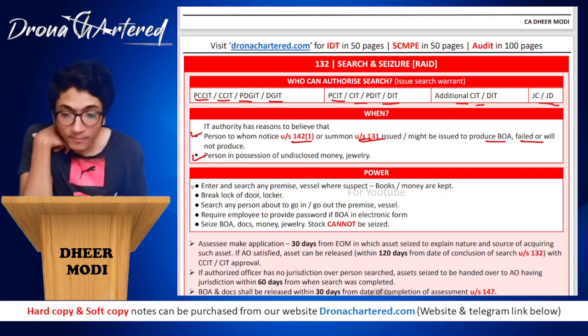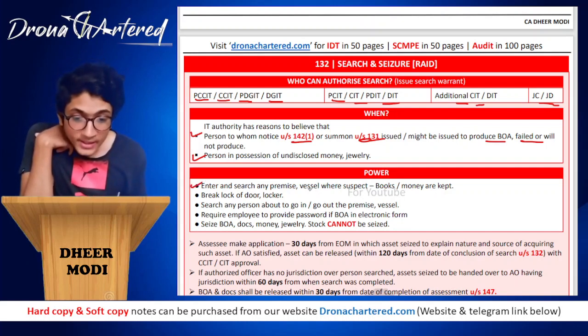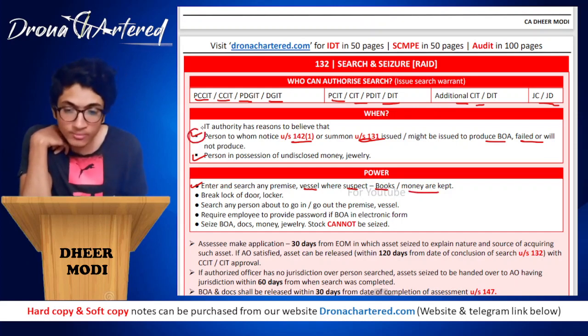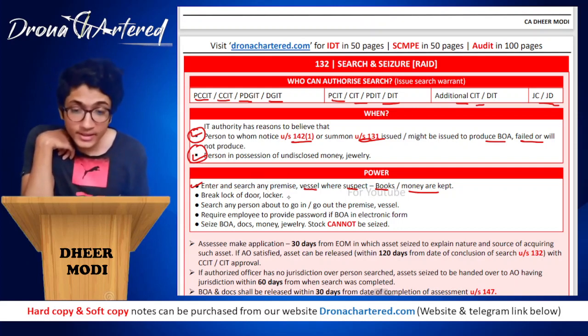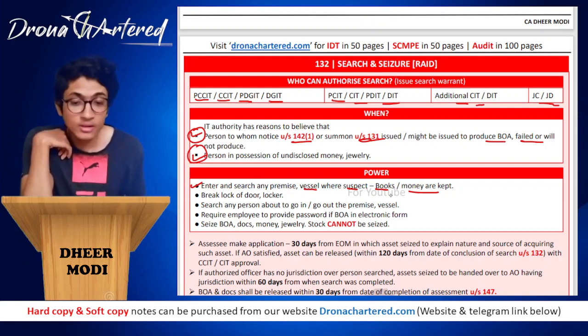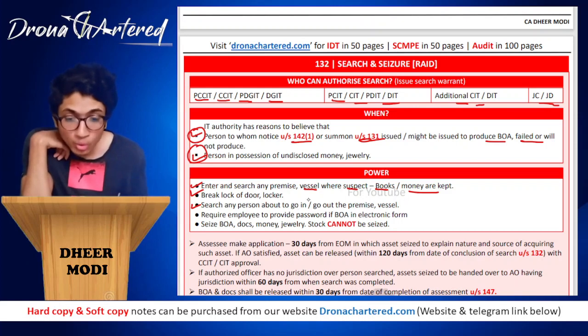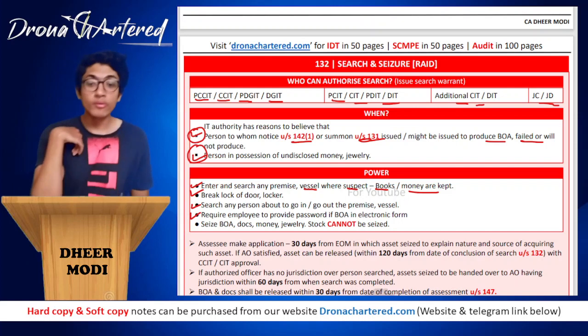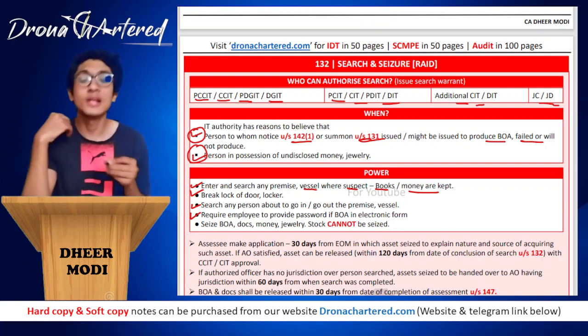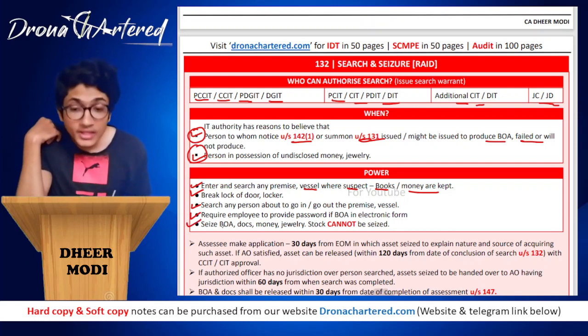Now, what is the power? Enter and search any premise or vessel where you suspect that books or money are kept. Of course, your earlier point was related to books, and this is with regard to money. Break locks of door, locker. Search any person about to go in or go out of the premise or vessel. Require employee to provide password if books of accounts are in electronic form. These books of accounts, documents, money, jewelry.